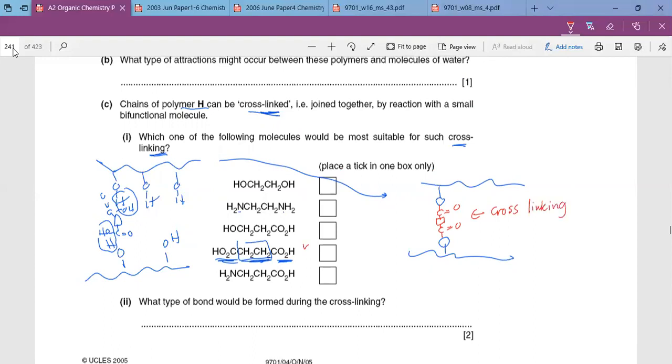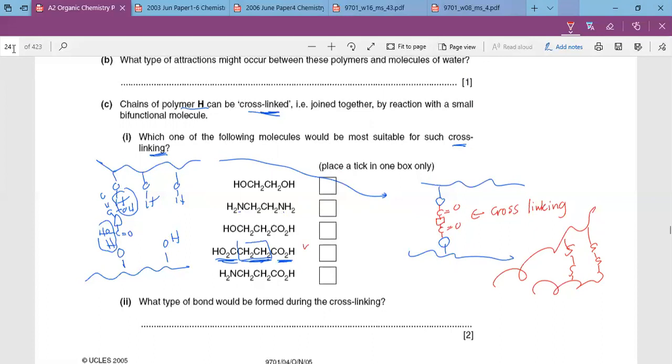Remember, you do this in your Form 5, those who do the local syllabus, when you vulcanize rubber. So you put sulfur and sulfur here. So you cross-link, it's called vulcanized rubber. So you make rubber tighter, harder. You can use it for your tires.